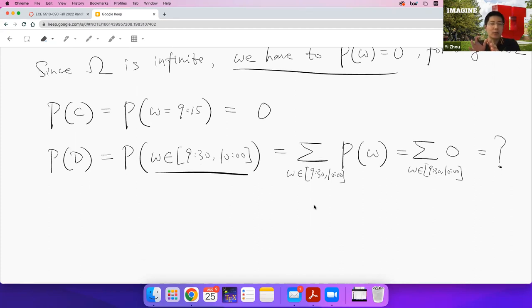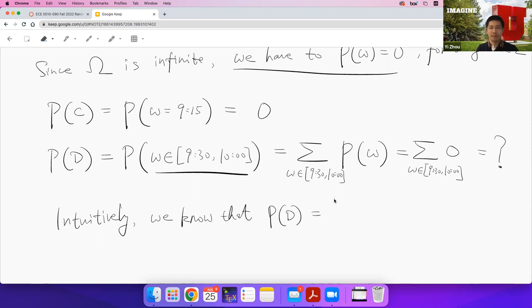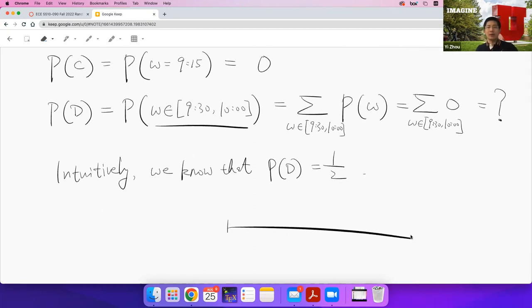But on the other hand, if you intuitively look at this problem, the event means that the bus will arrive between 9:30 and 10, which occupies half of the time interval. So intuitively we know that this P(D) must be 1/2, right? Because your bus can arrive at any time between 9 and 10, and this event D considers all the cases where the bus arrives between 9:30 and 10. So intuitively, you know that it must be 1/2. It's the length of this event divided by the length of the entire time interval.